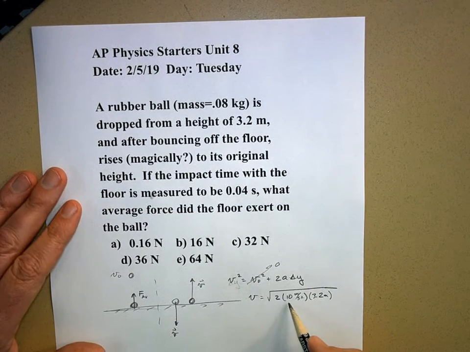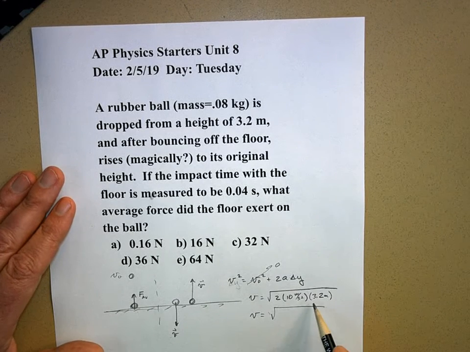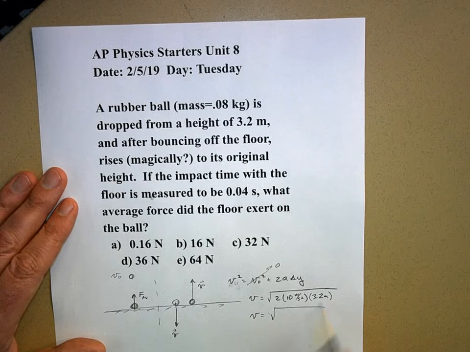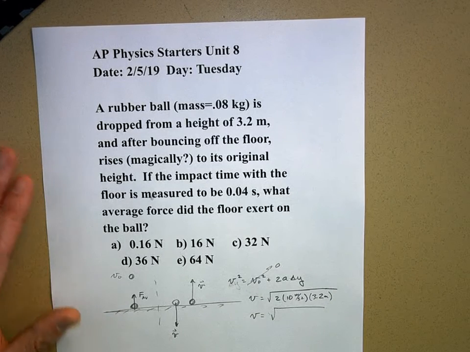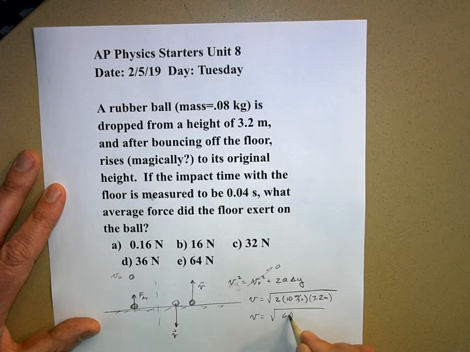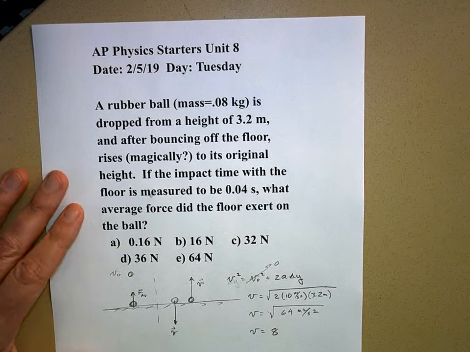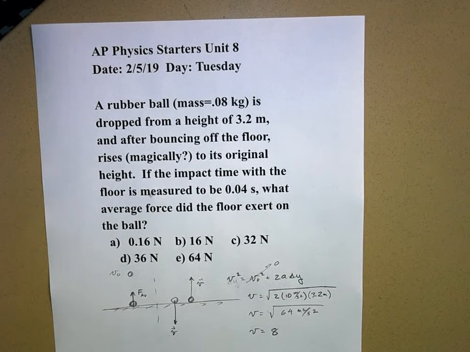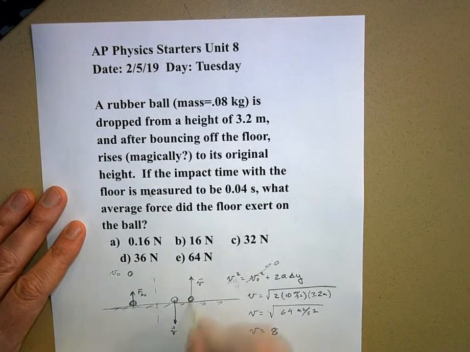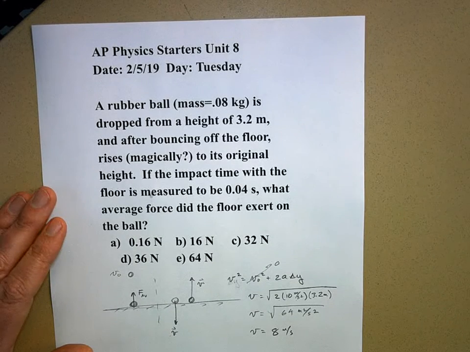So v is equal to the square root of, well, what is that? 2 times 3.2 is what? 6.4. And 10 times 6.4 is 64. So what's the square root of 64? 8. Now that's what they're going to do on the multiple choice. They're going to try to give you numbers where you don't need a calculator, or if you're clever you can figure it out. So this is going to hit the ground at 8 meters per second, and it's going to leave the ground at 8 meters per second.